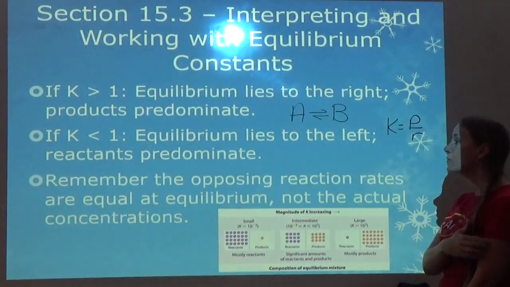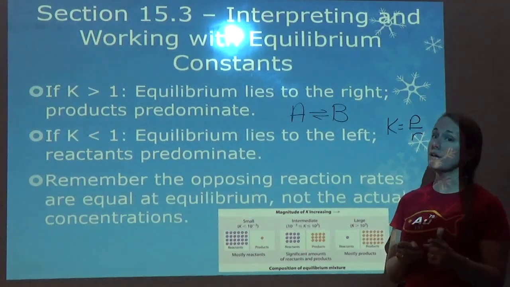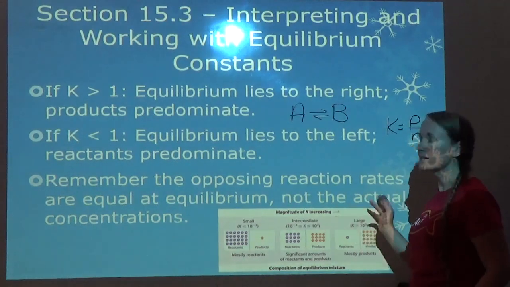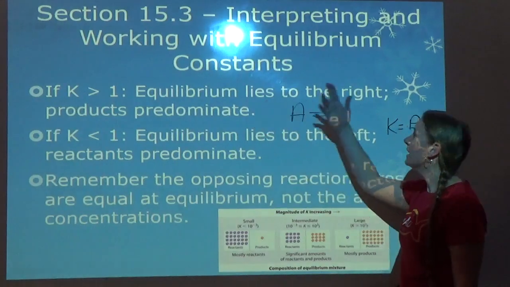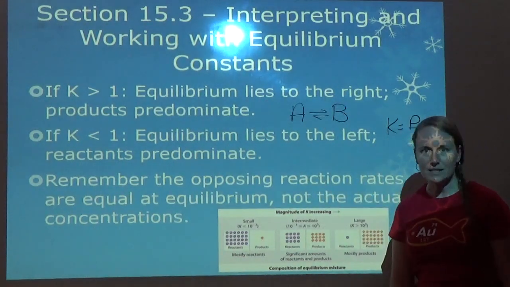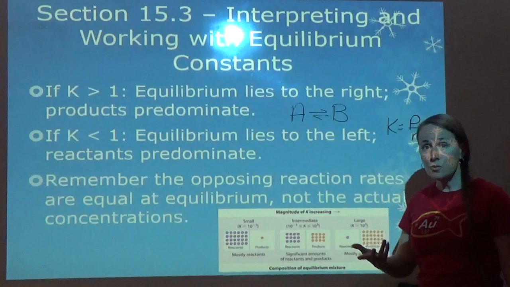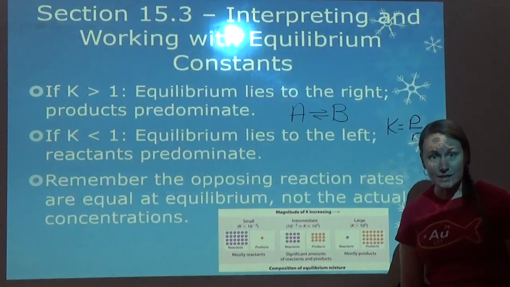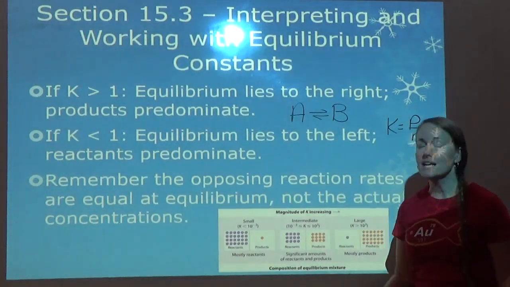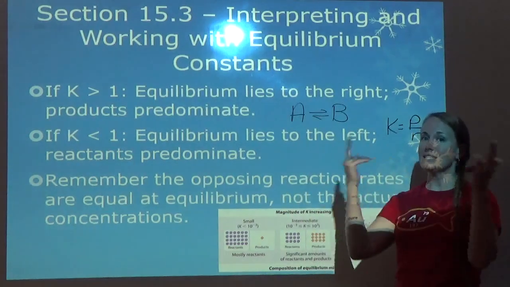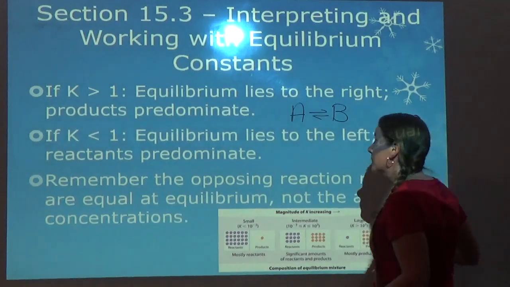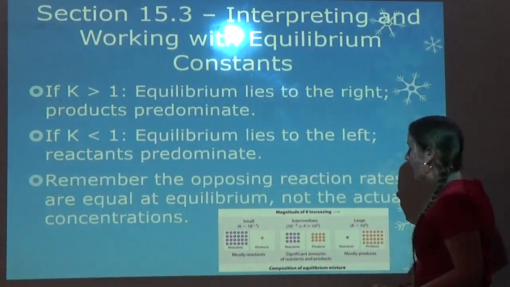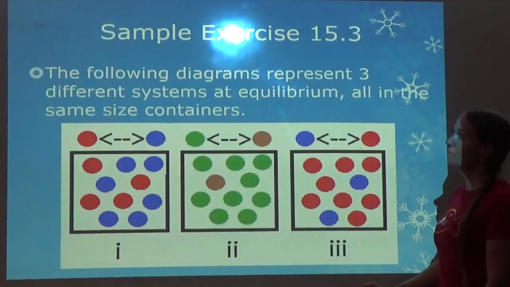Remember, the opposing reaction rates, though, are equal. Not the concentrations. So it's important to understand that when K is greater than 1, there are more products than reactants, and when K is less than 1, there are more reactants than products. But in any case, at equilibrium, the rates of the opposite reactions are the same, because remember, at equilibrium, something has to be equal, and it's the rates of the opposing processes.